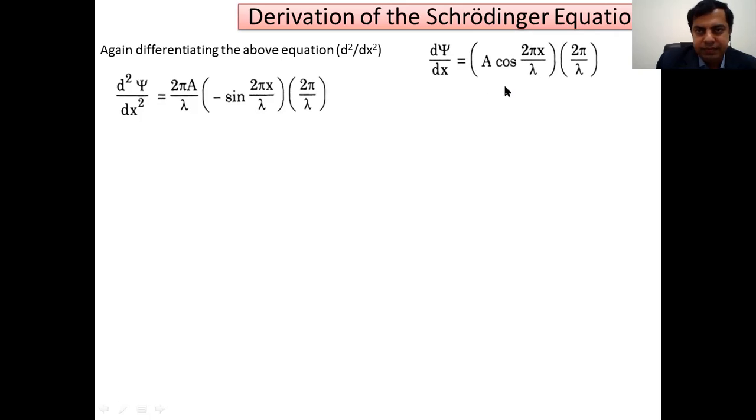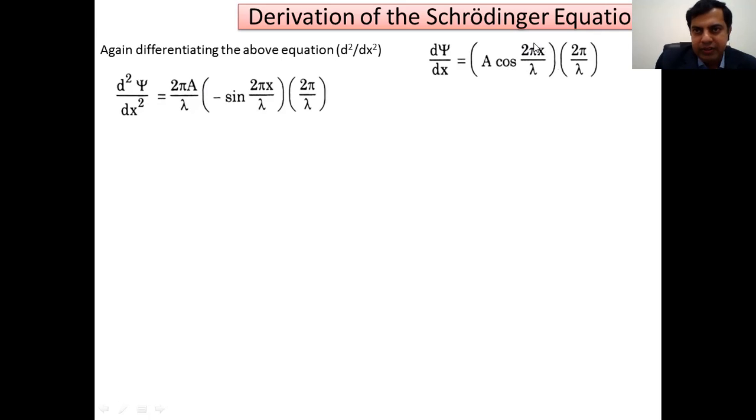So first, what are the constants over here? A is a constant, 2 pi over lambda is a constant. So I am putting the 2 pi a over lambda outside this equation because these are not going to be differentiated, as explained before. And what is left now is cos 2 pi x over lambda. The differentiation of cos will be minus sin, as explained in the previous example.